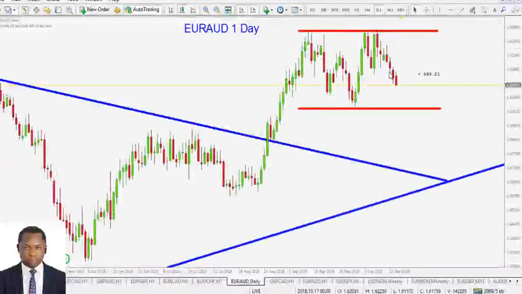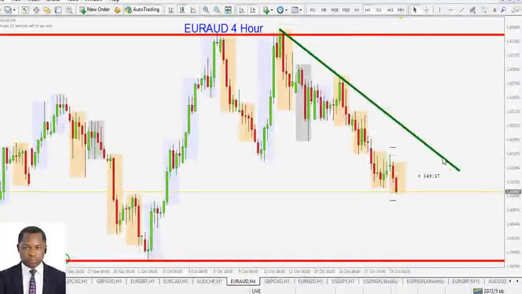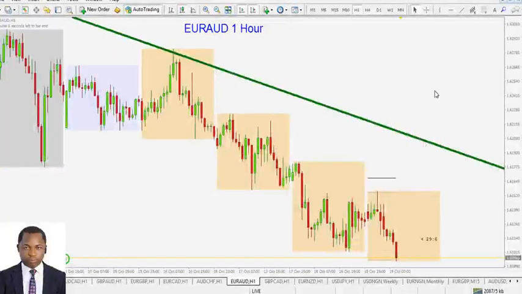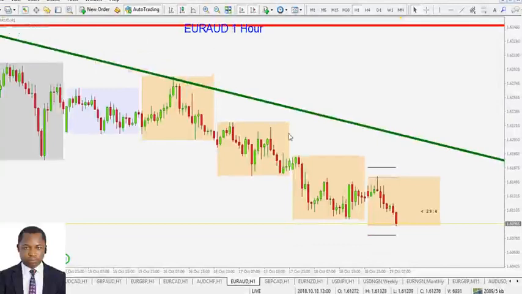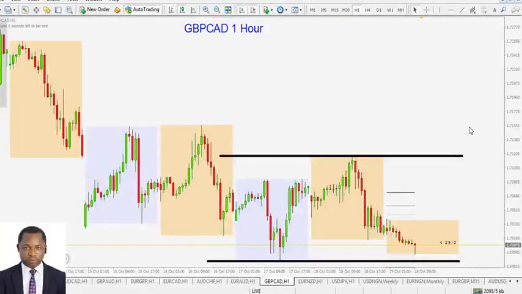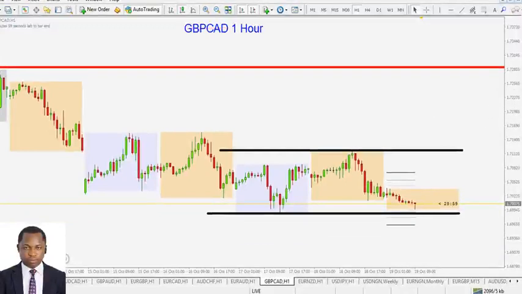Euro against Australian dollar. This is going downwards. Let's see. But quite an ugly trend again. Just too choppy. Low volume. The sterling pound against the Canadian dollar, again flat for the entire week. No trading opportunity for us.